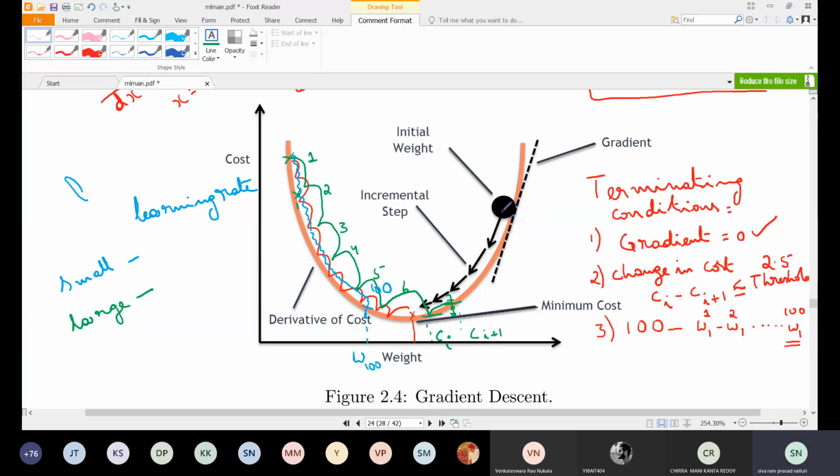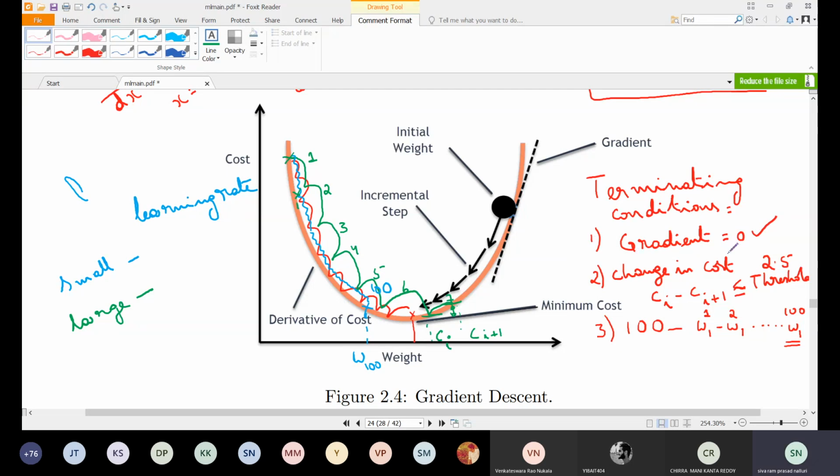సో ఇనీషియల్ వెయిట్ in each iteration we keep on changing the weight. Weight change ఎక్కువ ఎప్పుడు ఉంటుంది? when the learning rate is large. తక్కువ ఎప్పుడు ఉంటుంది? when the learning rate is small. And when do we stop this iterative approach? There are 3 terminating conditions. ఈ మూడిట్లో ఏదో ఒకటి సెలెక్ట్ చేసుకోవచ్చు.